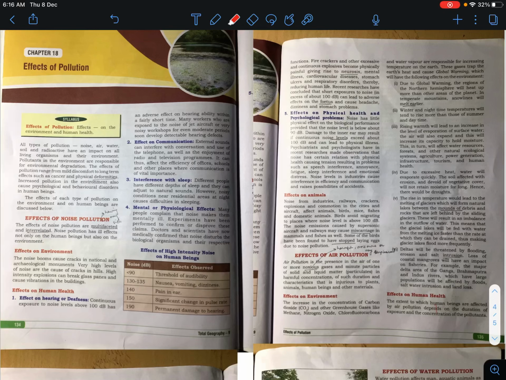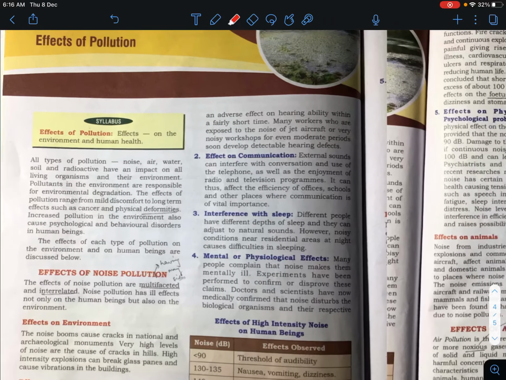Hello students, today in this chapter we are going to discuss the effects of pollution. As we know, we have already covered two chapters: the first chapter was about pollution and the second chapter about the sources of pollution. And in this chapter we are focusing on the effects of pollution.